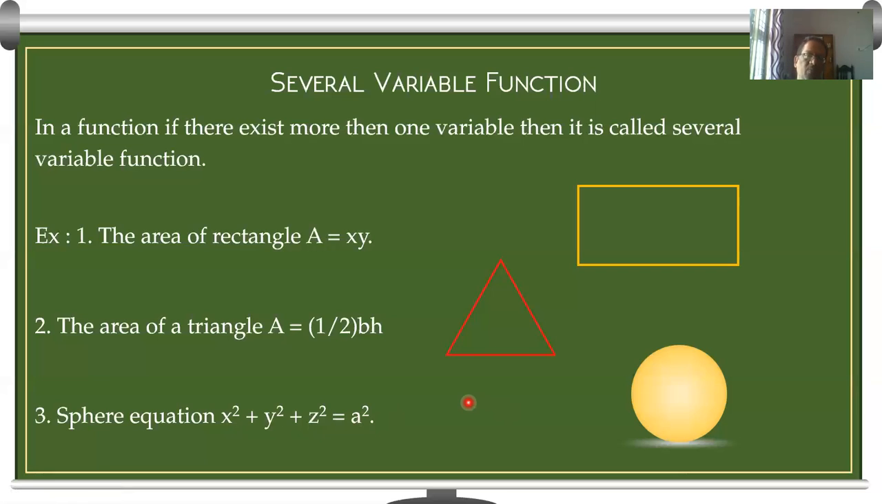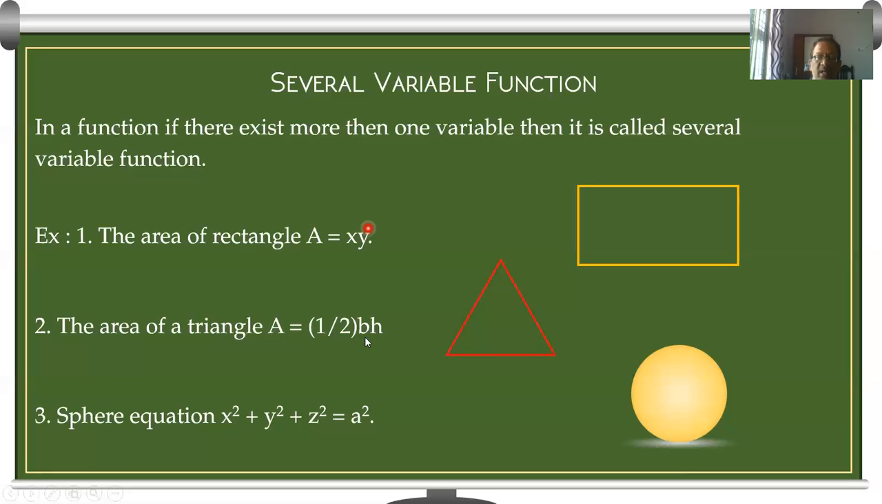In this one, if x or y changes, z also changes. x and y are independent variables. Now in the rectangle, x and y are independent variables, and A is the dependent variable. It depends upon x and y.